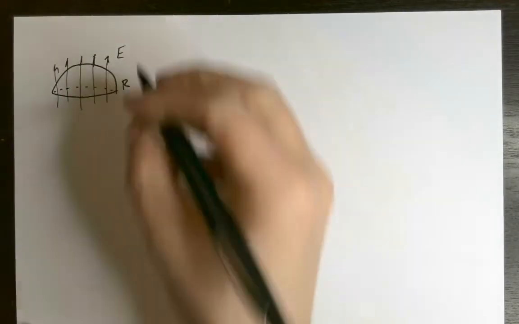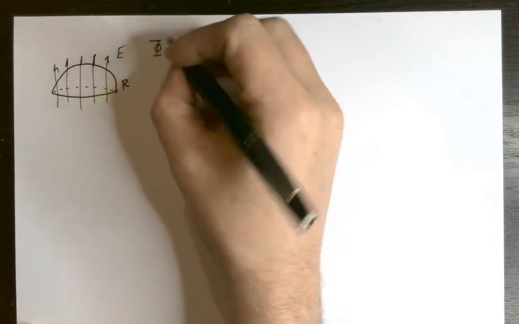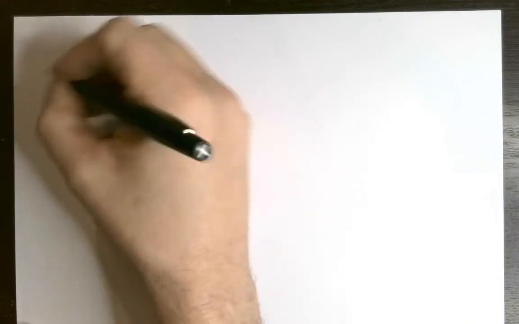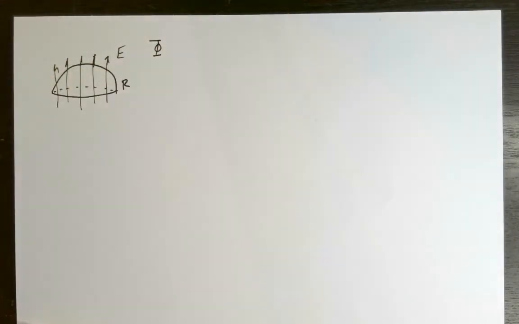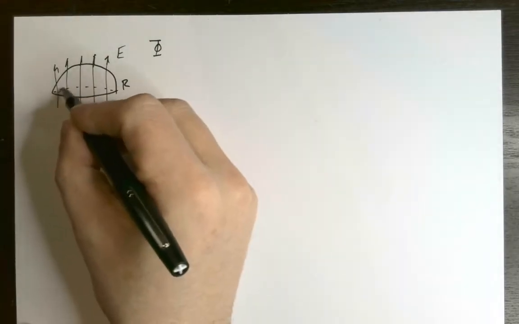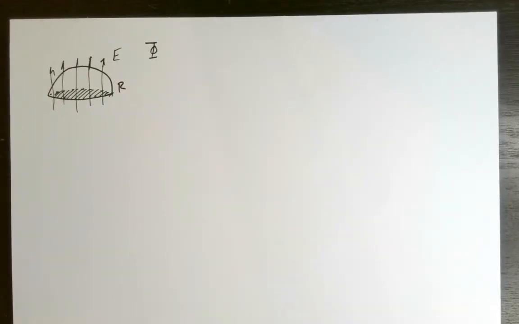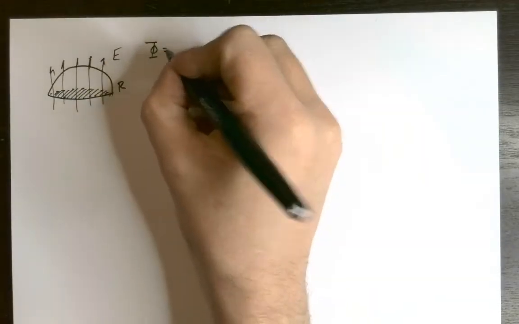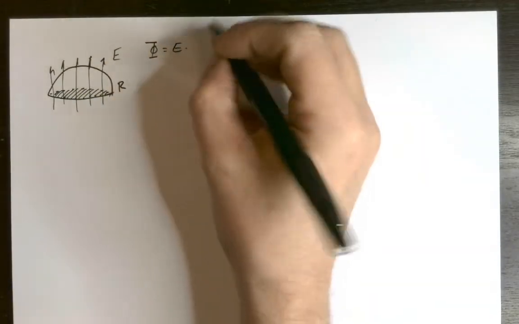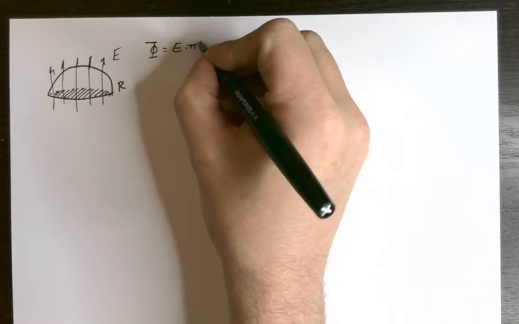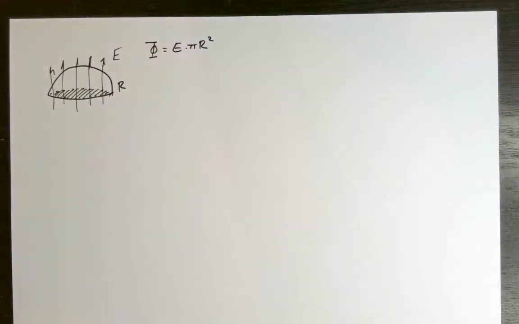They wanted to know what is the flux through this area of the hemisphere. And the point of the problem was to realize that the flux through that hemispherical surface has got to be the same as the flux through the base. So the answer is just E times pi r squared. It's actually extremely straightforward.